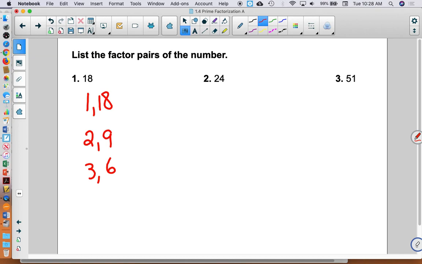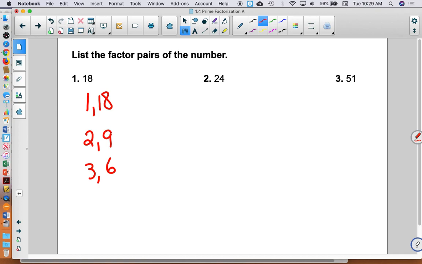Okay, does everybody else get that? We only list that pair one time. The order of the pair really doesn't matter. I just prefer, personally, I like it this way. But if somebody listed the others as 1 and 18, 9 and 2, 6 and 3, would they be wrong? No, they would not be wrong. They've got them all there.